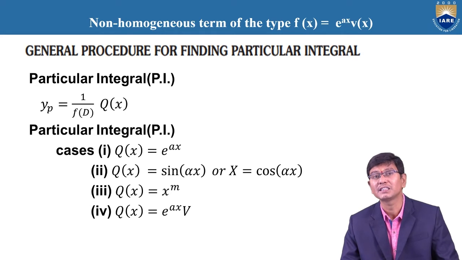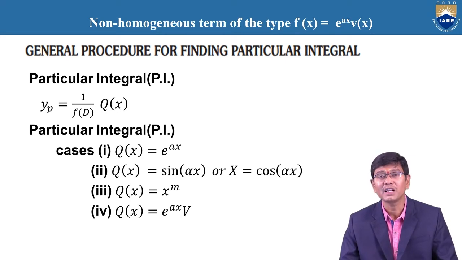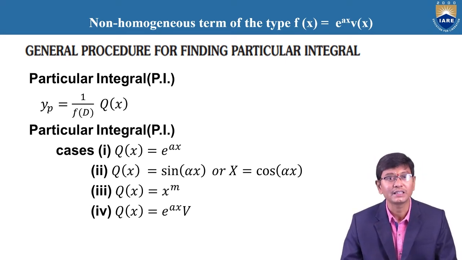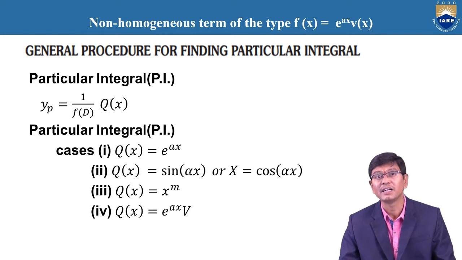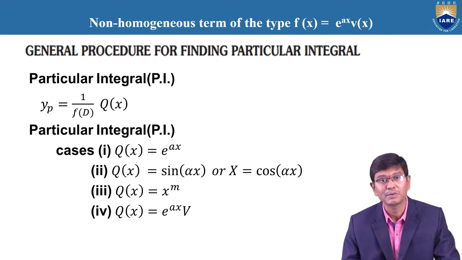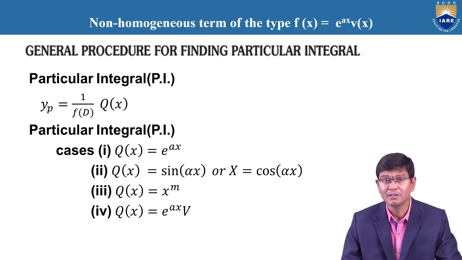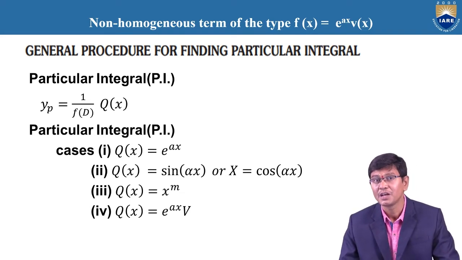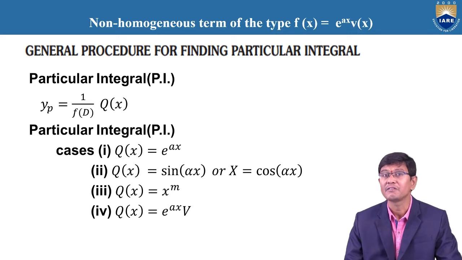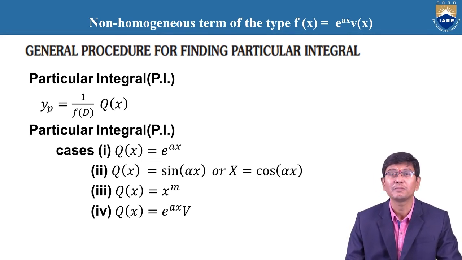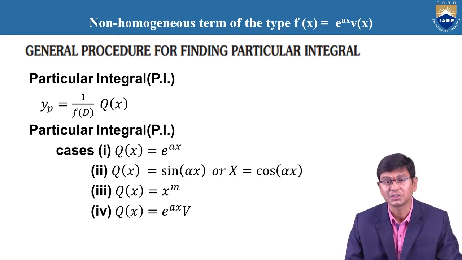Now we'll discuss the particular integration whenever the function q of x is equal to e power ax into v. Totally, under this particular integration, these are the 4 methods. One is e power ax, which we discussed just now. Second one is sin of ax plus or minus b, cos of ax plus or minus b. Third one is x power m. Fourth one is the final, that is q of x is equal to e power ax into v, where v is nothing but sin ax or cos ax or x power n, in any combination.